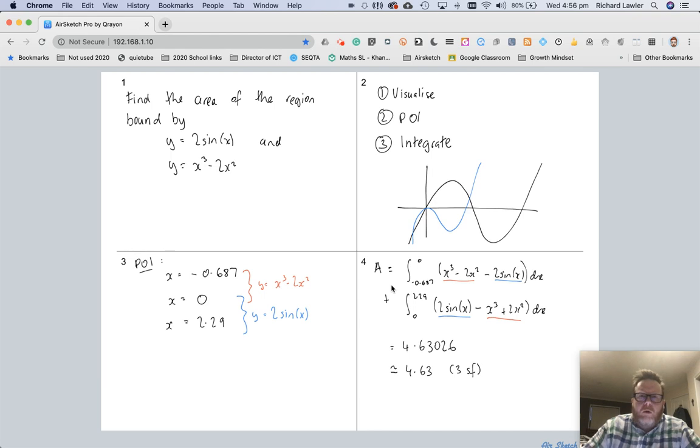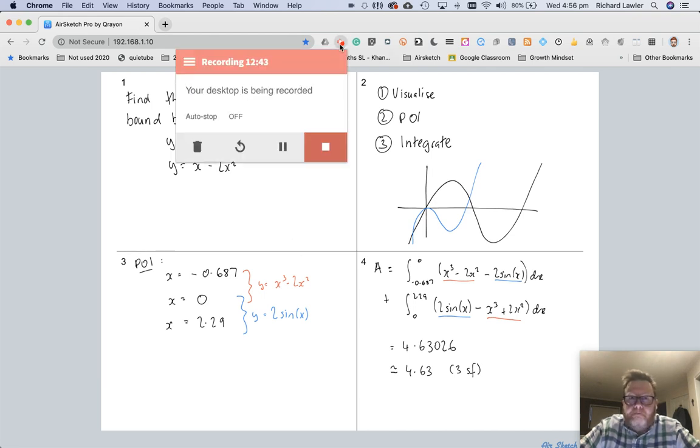Okay, so the next example I give you, which will be in a separate video, will be doing it by hand rather than using a graphics display calculator.